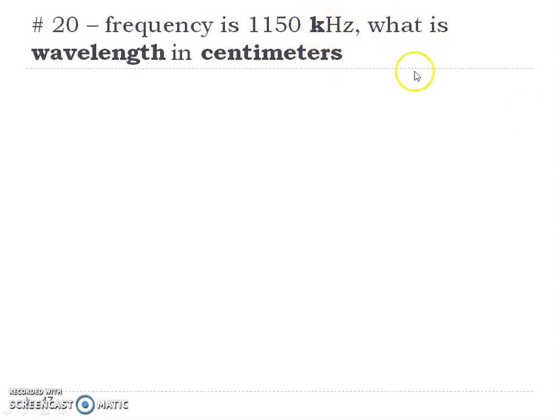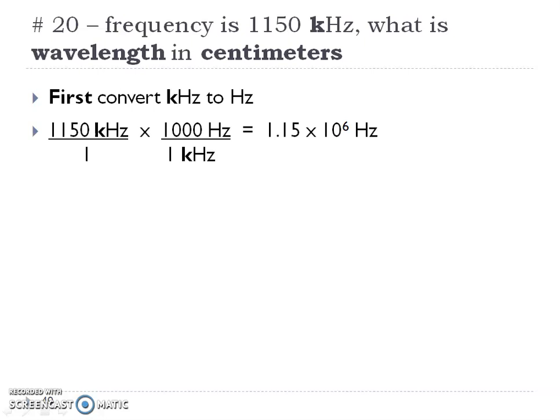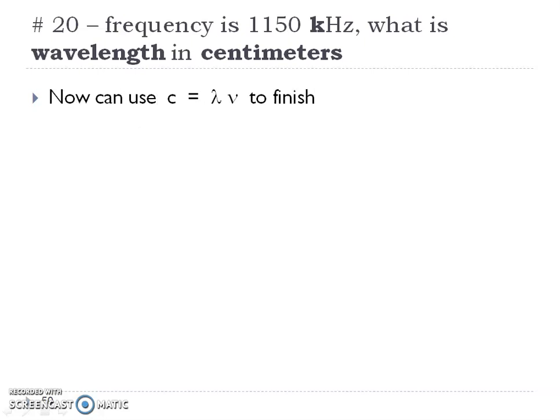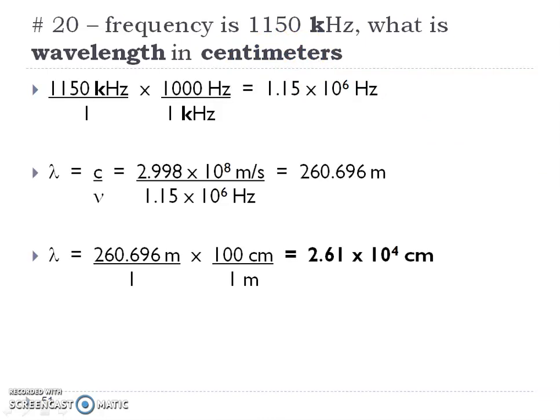Number 20 is a math problem. Now I highlighted K here because this is kilohertz. So first you might want to change kilohertz to hertz. Hopefully you did that using your calculator and you got that as an answer. Now we can use the speed of light equals wavelength times frequency. But again, we want wavelength in centimeters, so be careful of your units. So you should end up with that. Pause and make sure that your work basically matches mine. So using kilohertz to hertz, then using that number to get meters. But again, we want centimeters, not meters. So again, using an equation here as well as dimensional analysis.